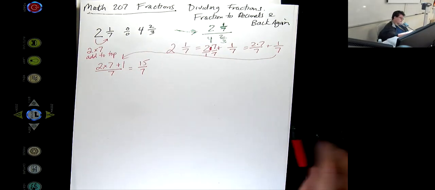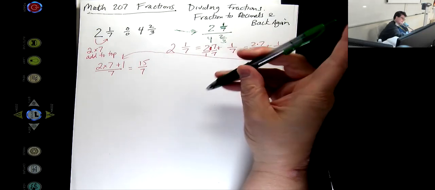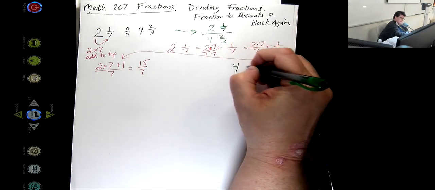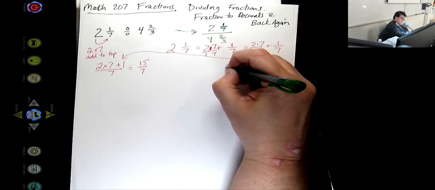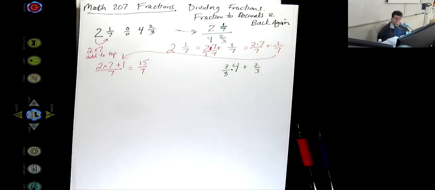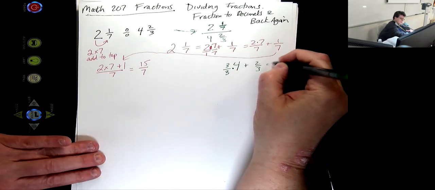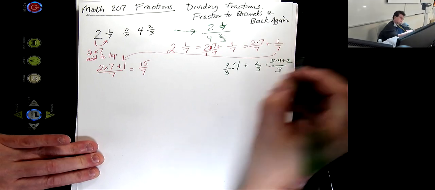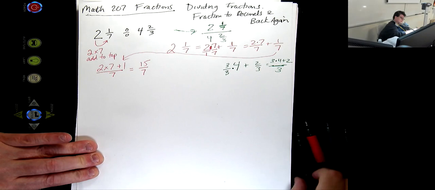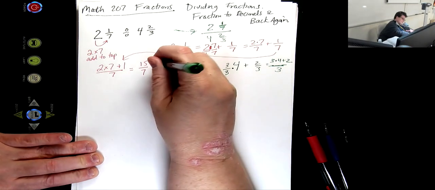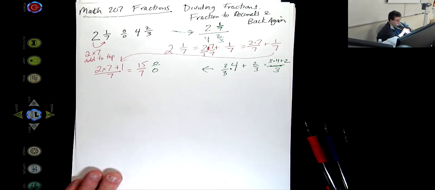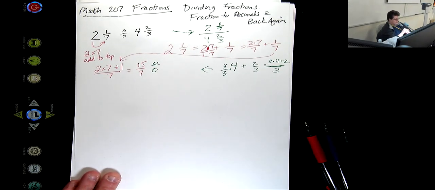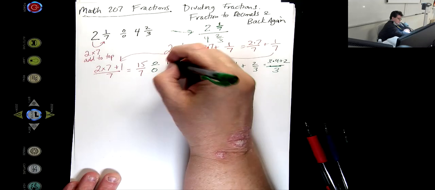I'm going to do the same thing with the 4 2/3, except I don't want to use the 7, I want to use its denominator, which is a 3. So I'm going to multiply that by 3/3. That gives me 3 times 4 plus 2/3. And that means instead of dividing by 4 2/3, I'm going to divide by 3 times 4 is 12 plus 2 is 14, so 14/3.